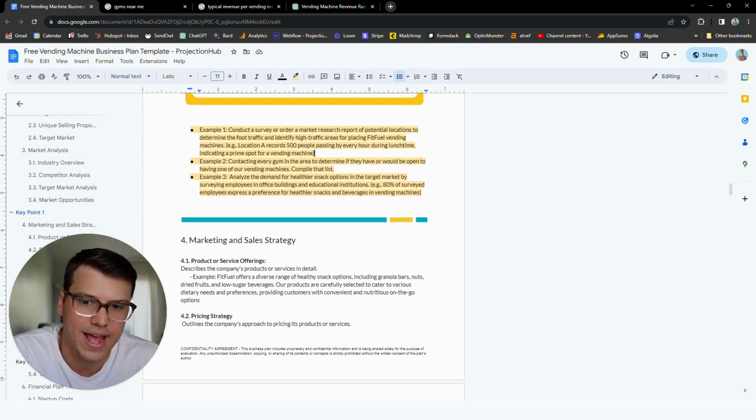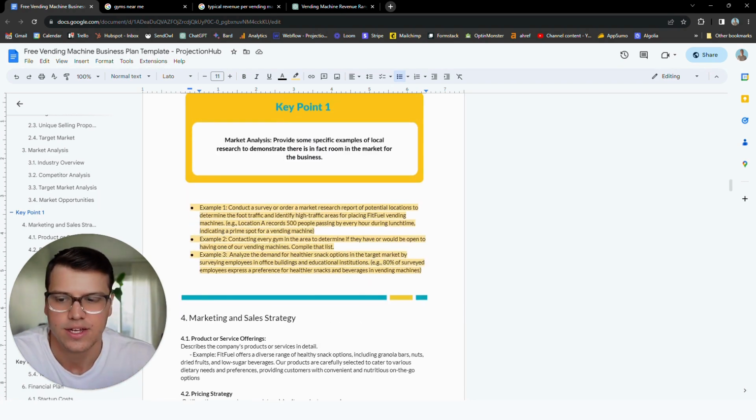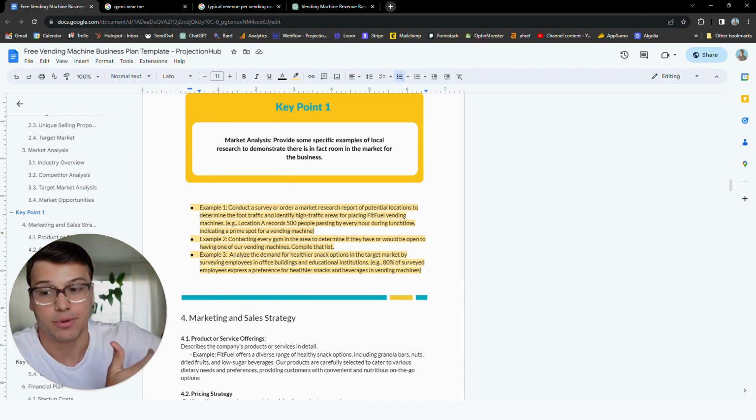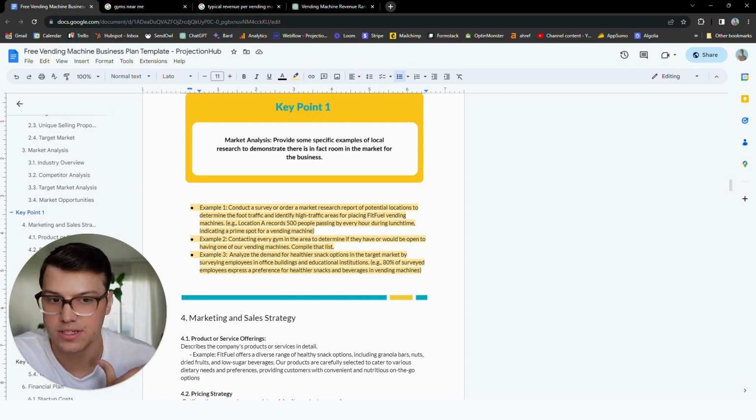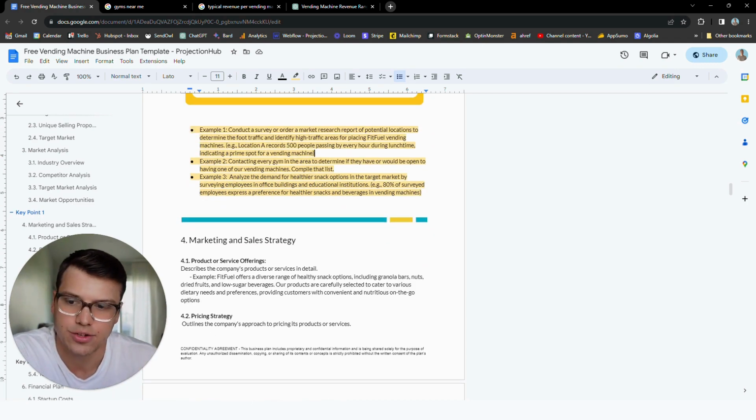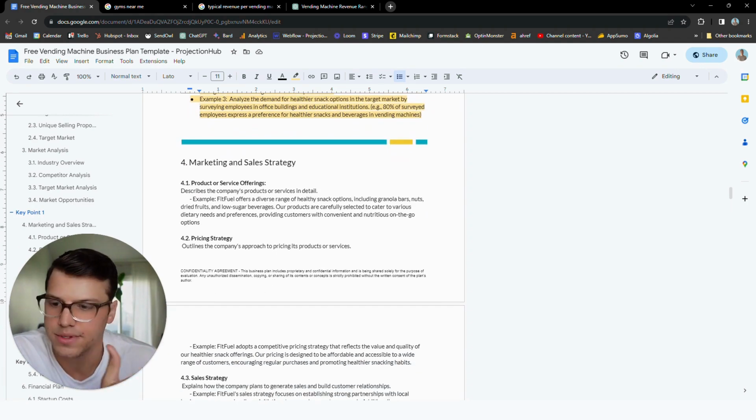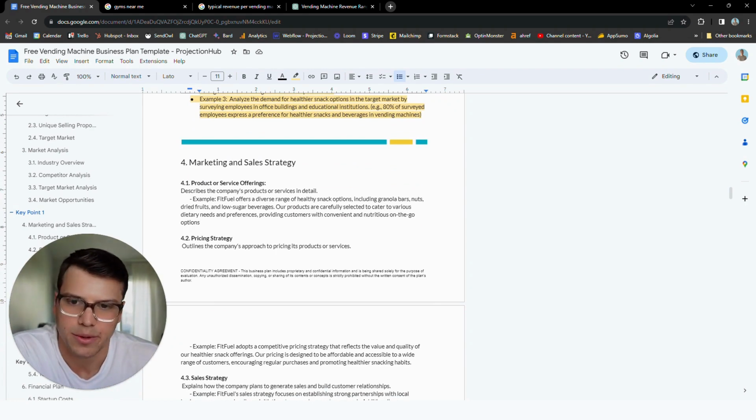So that is an example of the market analysis. You can't just say the market is 40 gyms. Take that a step or two further and say, well, we actually contacted them or we went in and visited them and they don't have snack machines, and then include that information in your business plan to tee up and set up how good the opportunity is for your business.